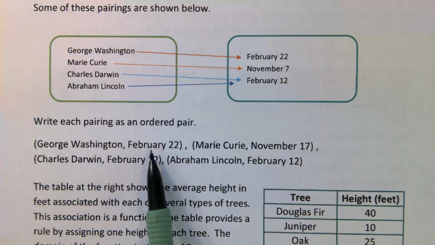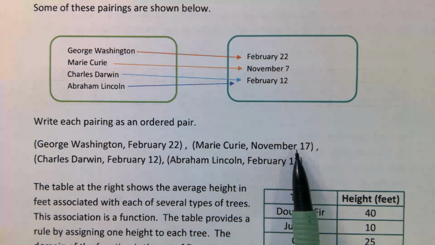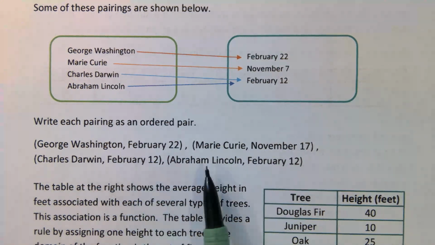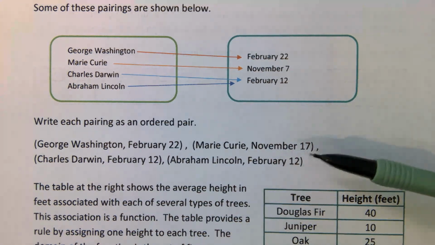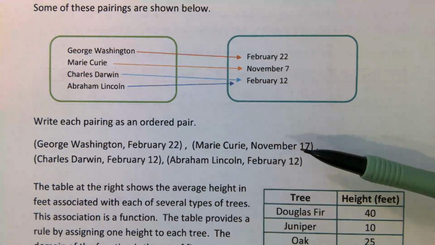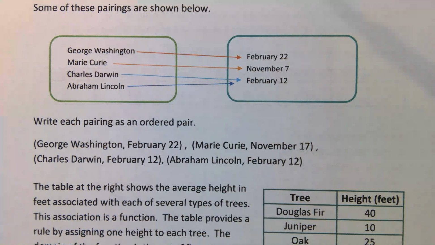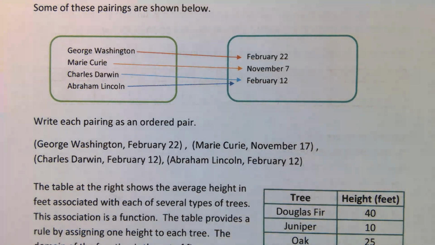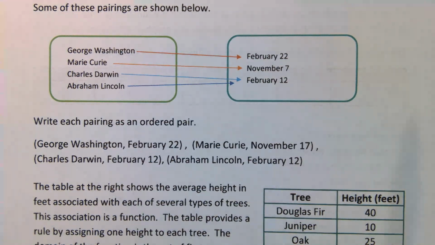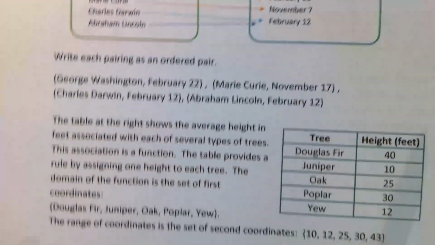So here we have George Washington, February 22nd; Marie Curie, November 17th; Charles Darwin, February 12th; Abraham Lincoln, February 12th. This might look kind of weird to you, but this is something that is used in computer programming. In computer programming, we don't always use numbers. We can use data that's written as words. So this is something you might actually see if you're doing some sort of coding.